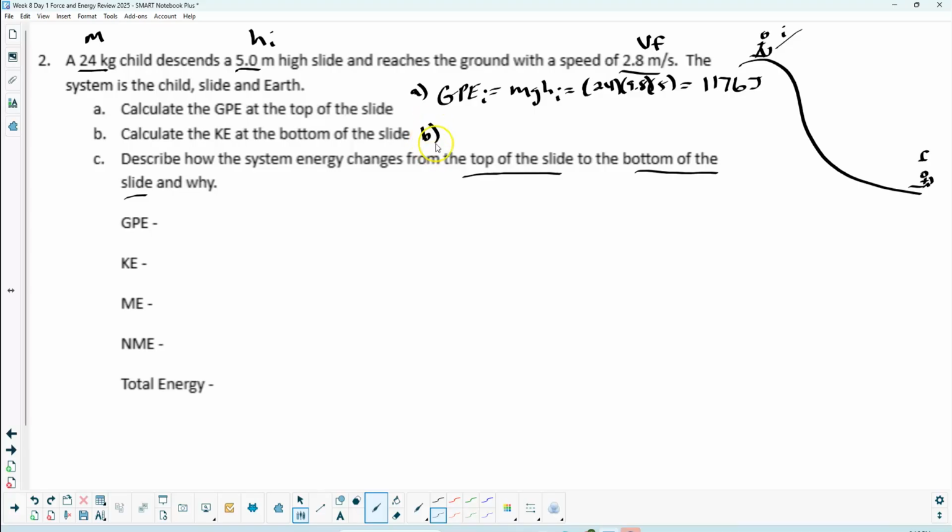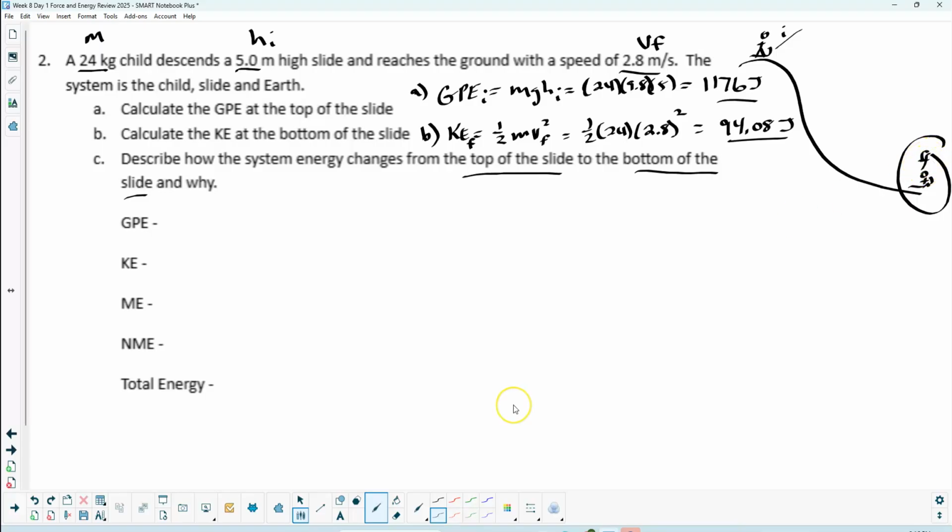The kinetic energy at the bottom: kinetic energy is equal to 1/2 mv squared. I want the bottom, so this is the final information. So 1/2, 24, and it's going 2.8 meters per second, squared. So that's going to be a value of 94.08. So it's a smaller number. They are not equal, so there has to be some other kind of energy at the bottom that's going on. So let's talk our way through these ideas.